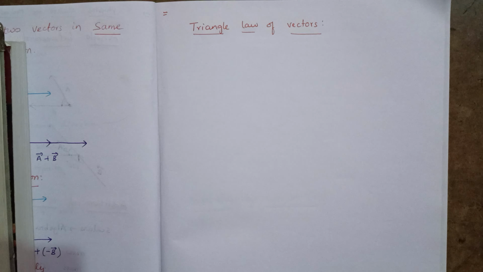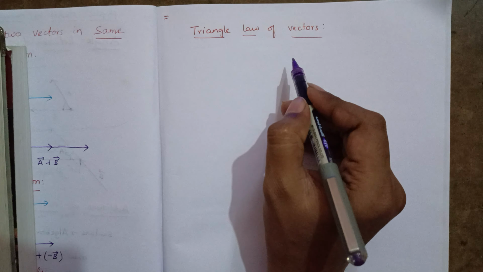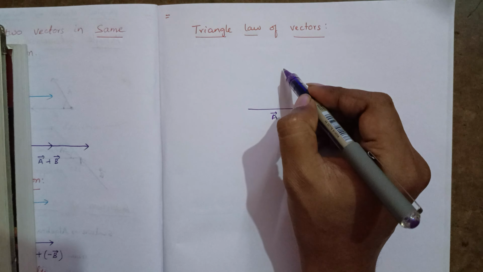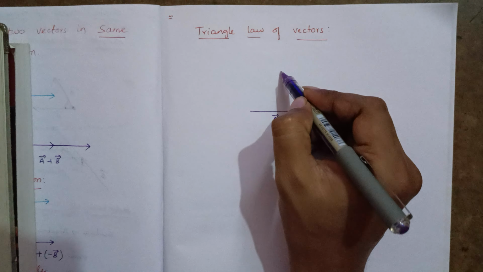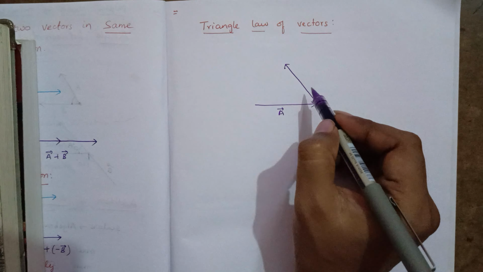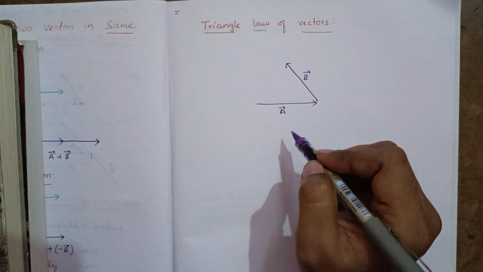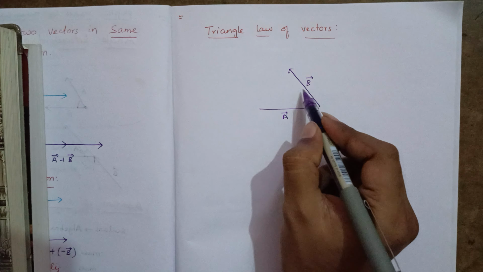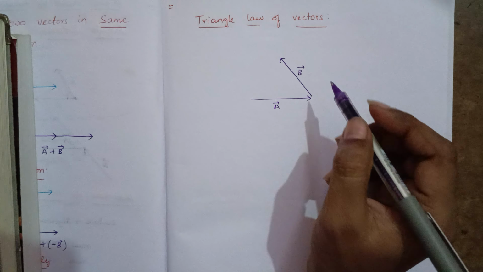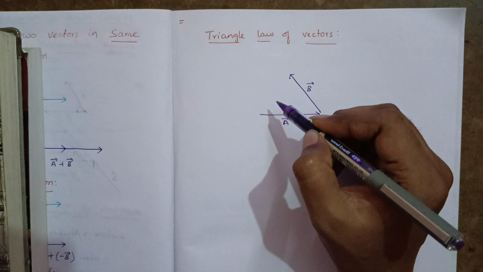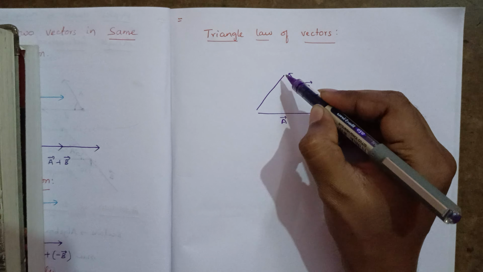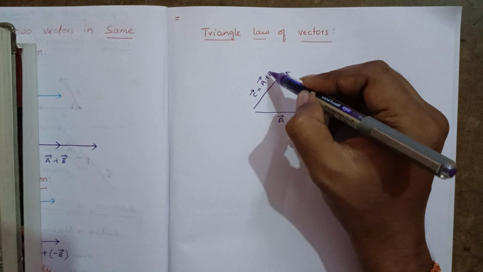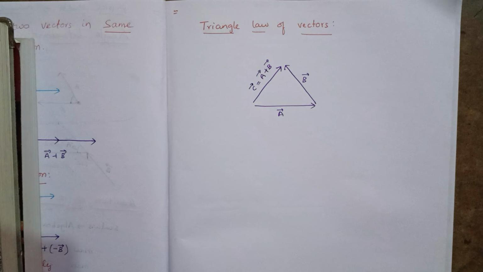Next, triangle law of vectors. If two vectors a bar, b bar are like two sides of a triangle, taken in an order, then the third side of the triangle, taken in reverse, will represent the resultant of the two vectors.